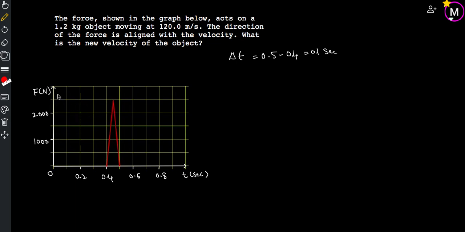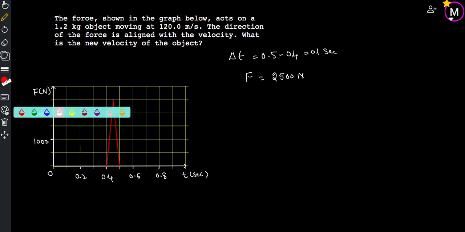So, from the graph, this is 500, 1000, 1500, 2000 and 2500. So the maximum force applied is at this point, equal to 2500 Newton.